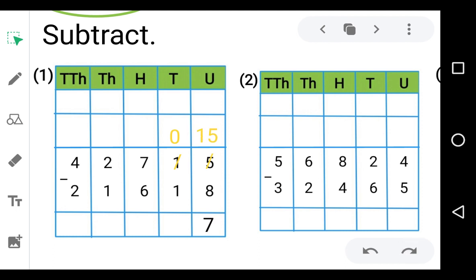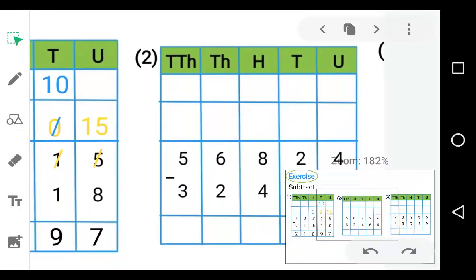15 minus 8, 7. Now we have to subtract 1 from 0 at the tens place. But we cannot subtract 1 from 0. So borrow 1 from the 100 place. At the 100 place we have 7. So this 7 will be 6, and 0 at the tens place will be 10. 10 minus 1, 9. Now at the 100 place, 6 minus 6, 0. At the 1000 place, 2 minus 1, 1. At the 10,000 place, 4 minus 2, 2. So here we get the answer 21,097. Now see the next one.